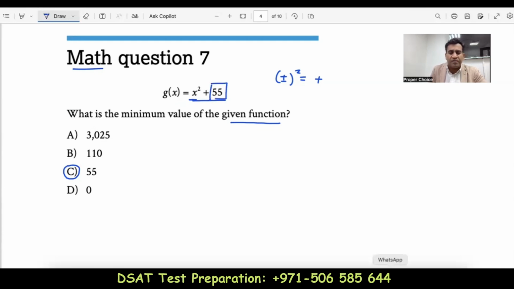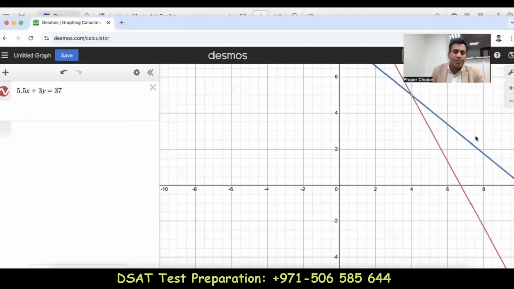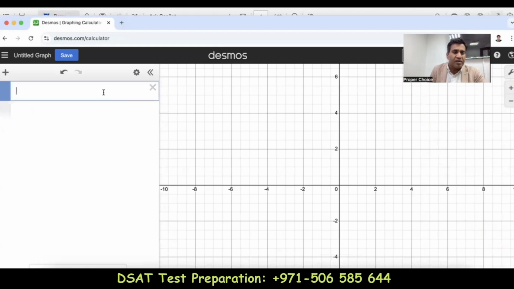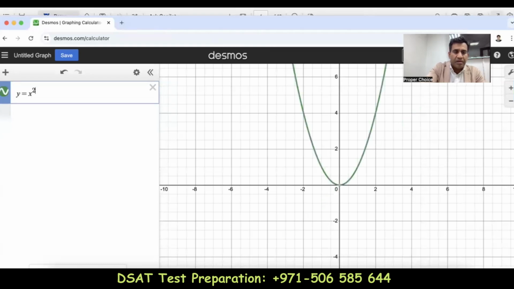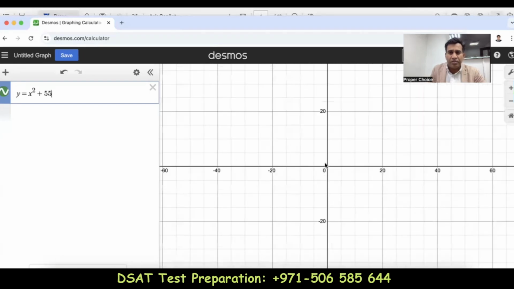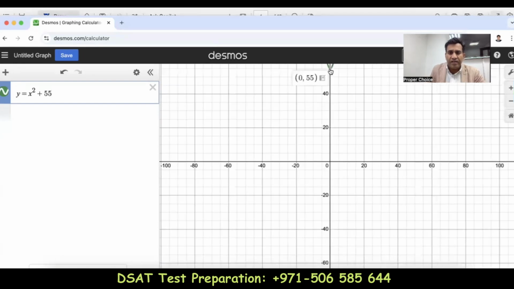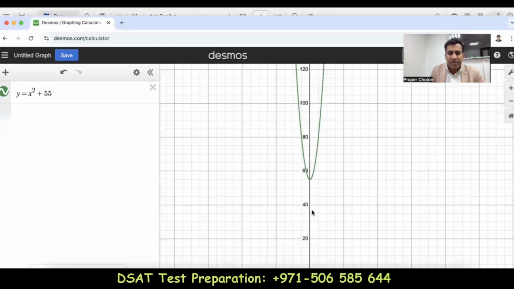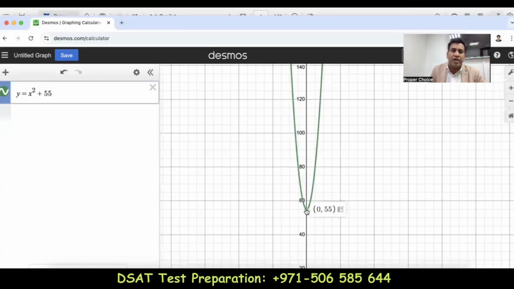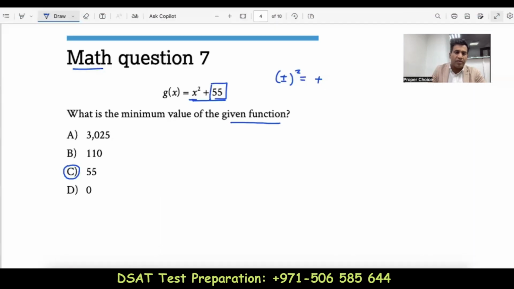Let's say in case you don't know how to analyze it, let's take the help of Desmos. Most of the questions can be solved here. So I can type it as g of x or simply y equals x squared plus 55. So what is the minimum value this function or graph can have? I can see here, this graph has a minimum of 55 and goes up to infinity. So this is the least value that function could have. So I go with option C.